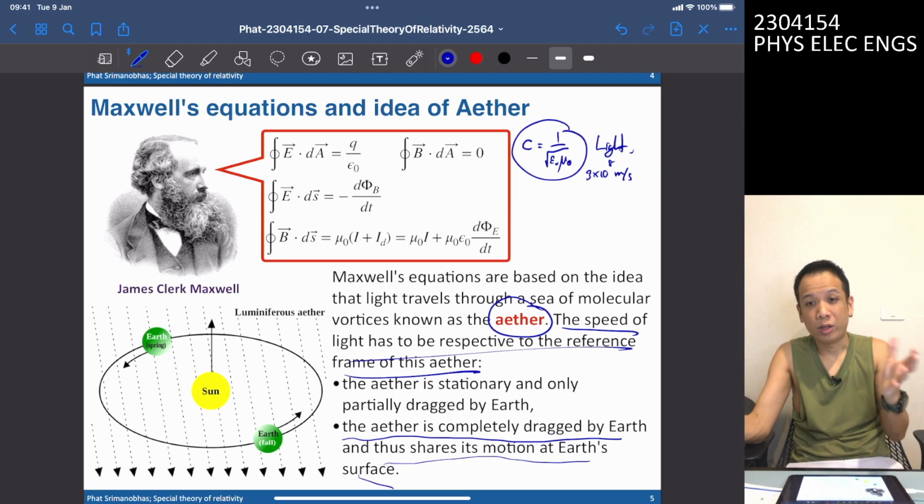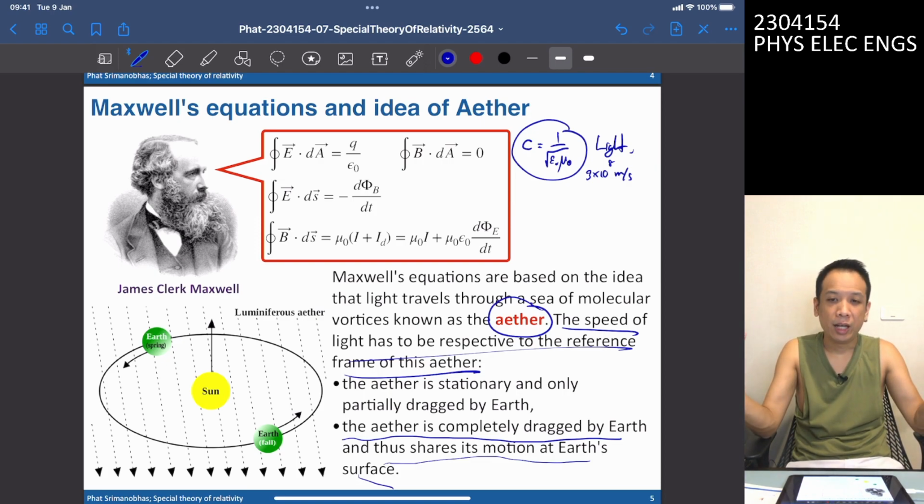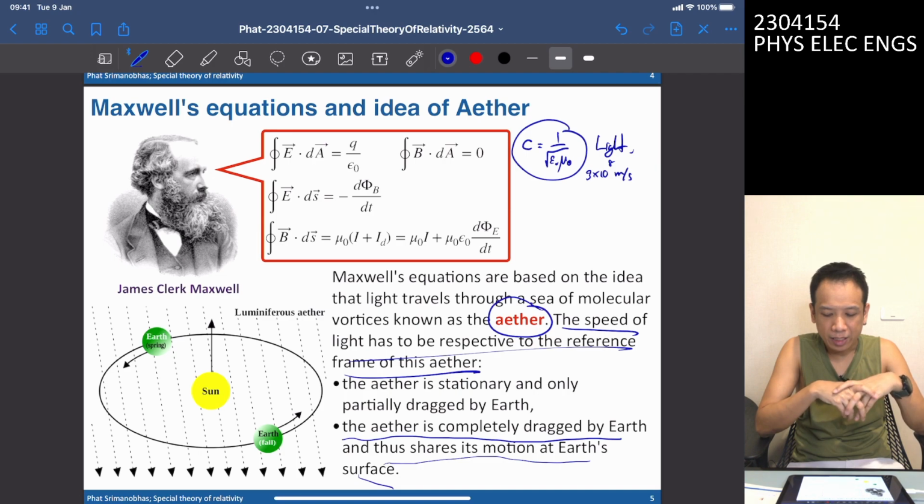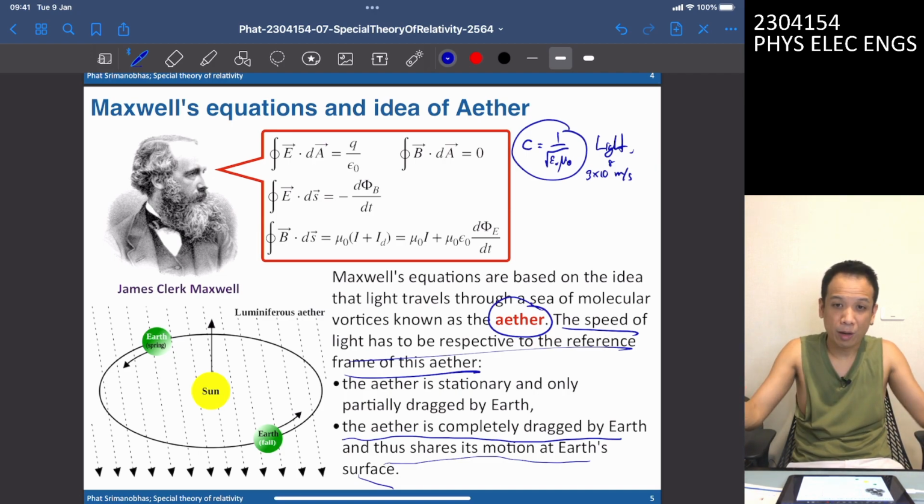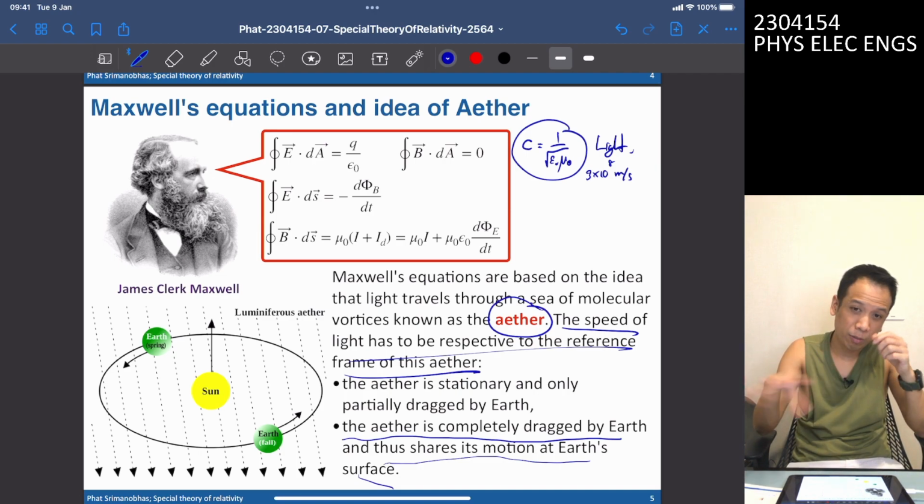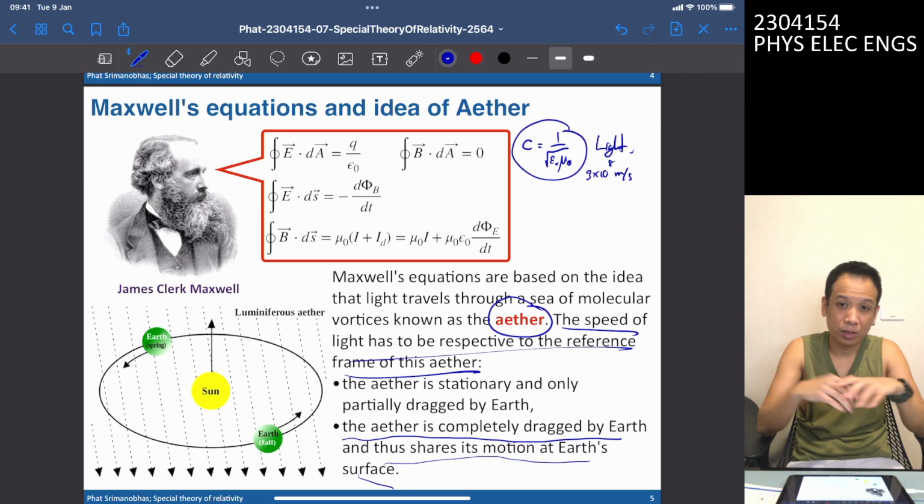Because we are talking about several stars, and each of them would need to have the ether dragged together with them. So the idea is that the ether is stationary, spread around the universe, and when the earth moves, it is partially dragged with the earth. So the medium comes with the earth. So it means that the light can always travel.